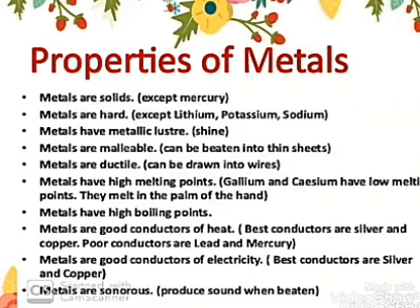Number 4 is metals are malleable. What is the meaning of malleable? It means that when you beat those metals, they easily turn into sheets. Next is metals are ductile. Ductile means they can be easily converted into wires. You can make wires from them very easily.